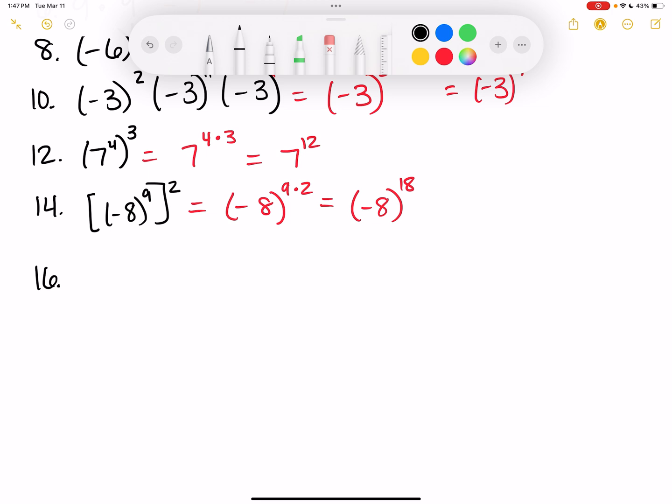Next, number 16. I've got 17 times 16 raised to the 4th. Anyways, when I have 2 things being multiplied and raised to a power, the power goes on each of them. So this becomes 17 to the 4th times 16 to the 4th. And that's all that those ones have to have done to them. So it's just very easy.